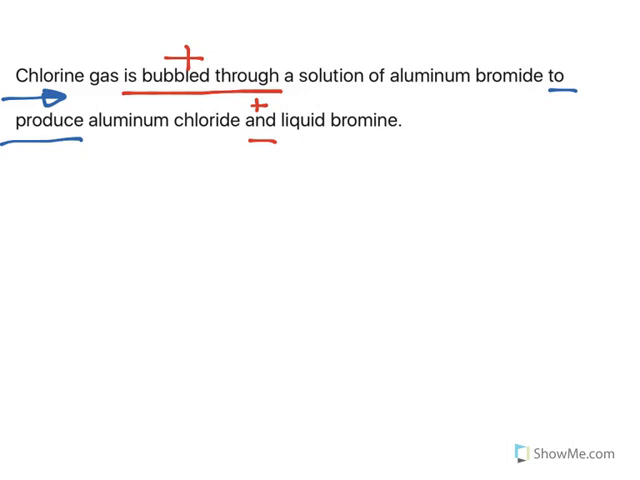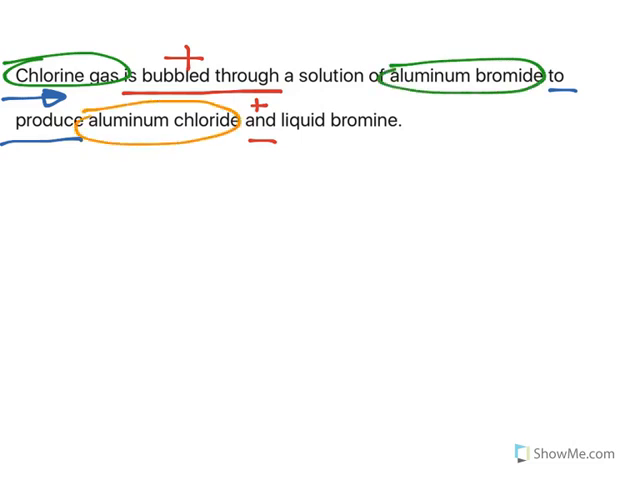Let's look for our reactants. Let's do our reactants in green. Okay, so on the left of the arrow we have chlorine gas and aluminum bromide. On the right of the arrow we have aluminum chloride and bromine.